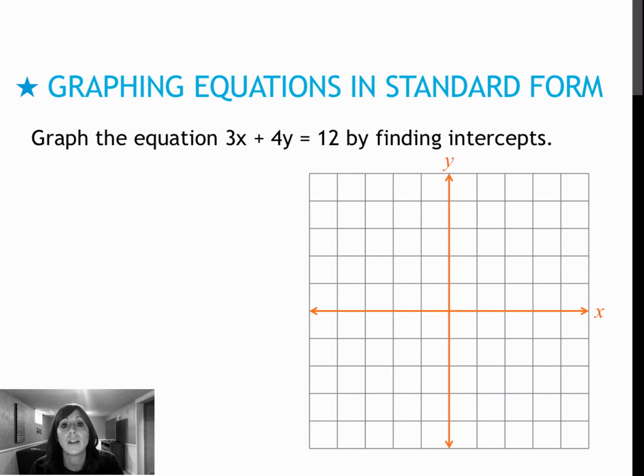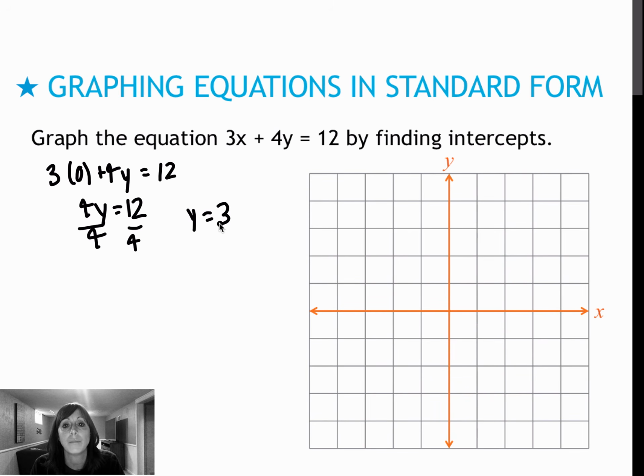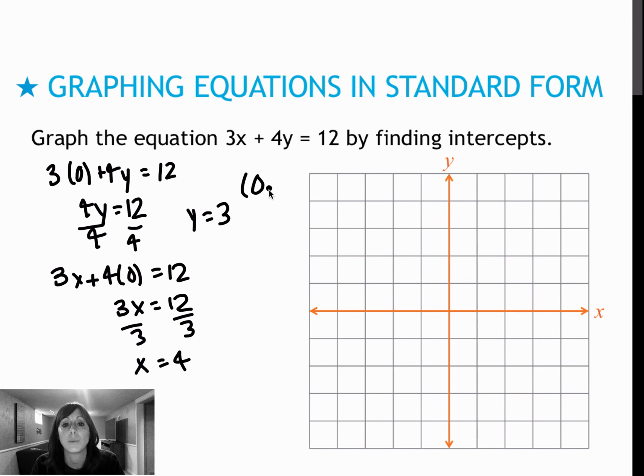For this last one, try it on your own, then press play to see how you did. First, I'm going to replace x with 0, which gives me 4y equals 12. When I divide by 4, I get y equals 3. Then I'm going to replace y with 0, which gives me 3x equals 12, and x equals 4. So again, these are two separate points. This is the point 0, 3. This is the point 4, 0. Then I'm going to connect the dots to make a nice straight line.